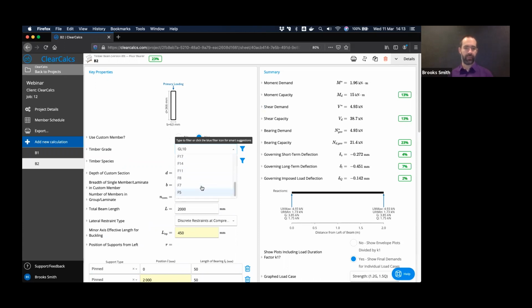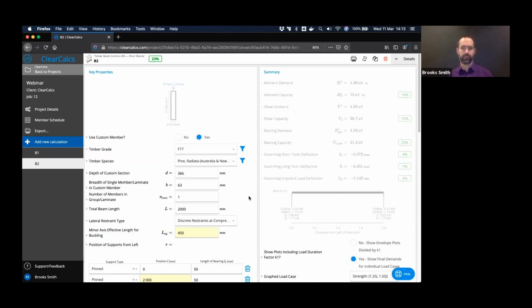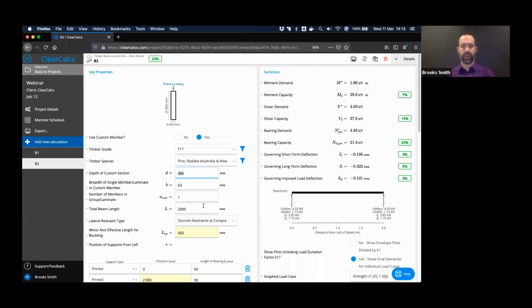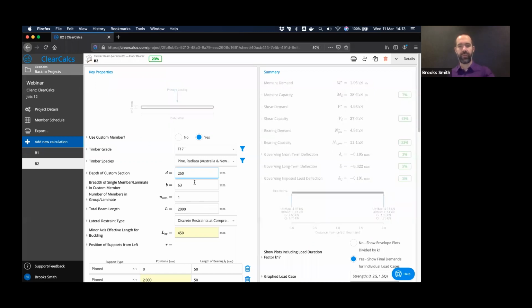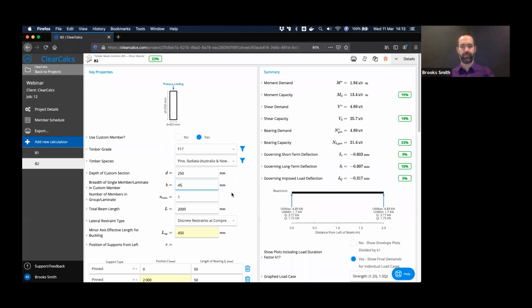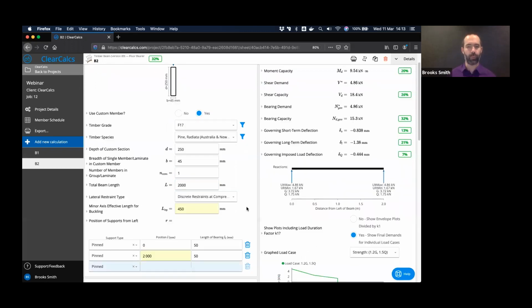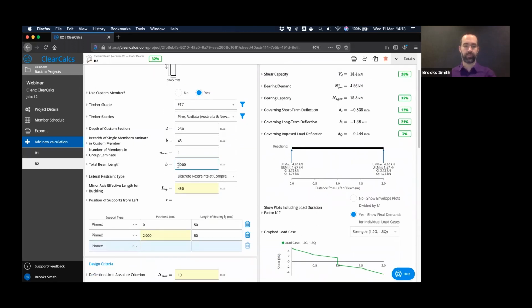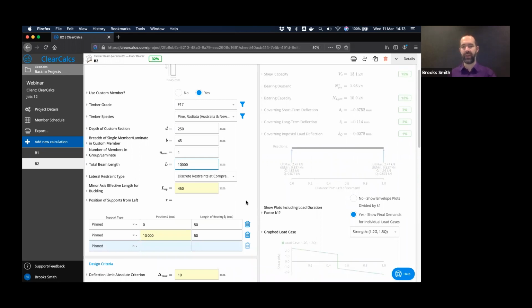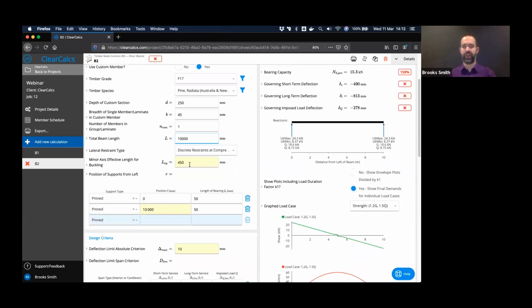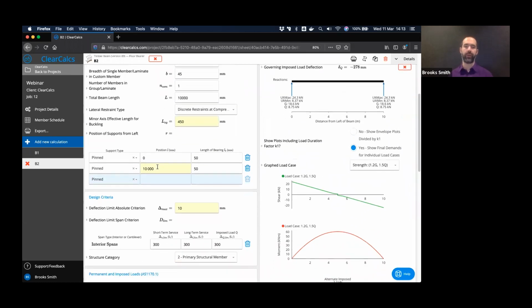Timber grade, I'm going to say it's an F17. And we said it was a 250 by 45. But I'll leave NCOM as 1 and come back to that later. This is a total beam length of 10 meters, discrete restraints at the compression edge. On that project default sheet, and if you click on the cell, you'll see that we're referring to project defaults. We're pulling the default joist spacing of 450 millimeters for that. So LAY is equal to 450 millimeters.